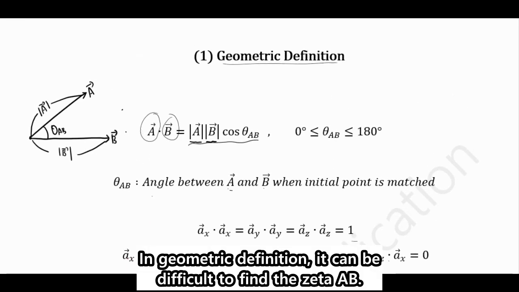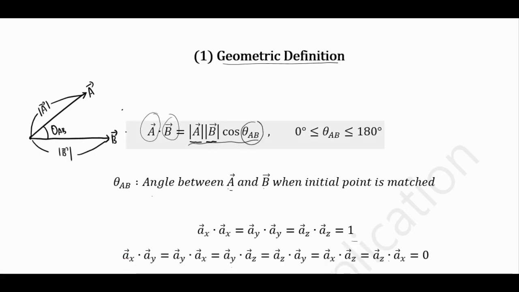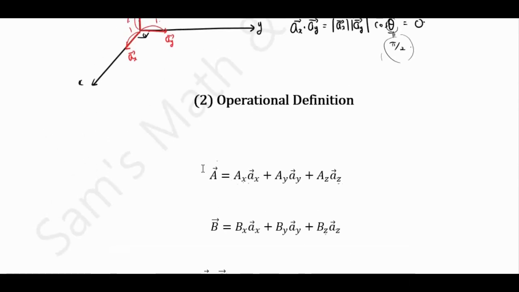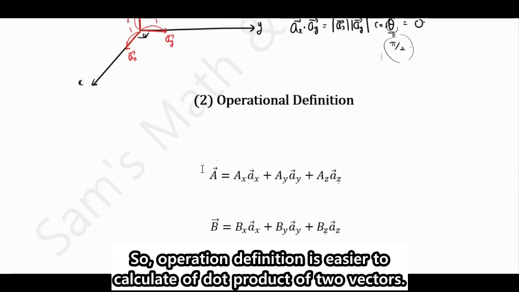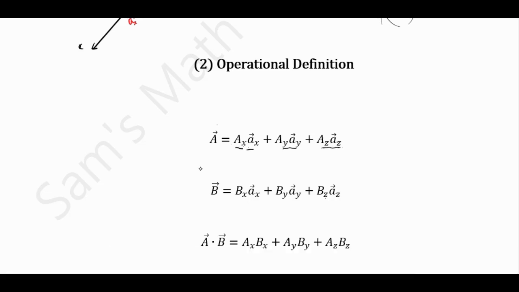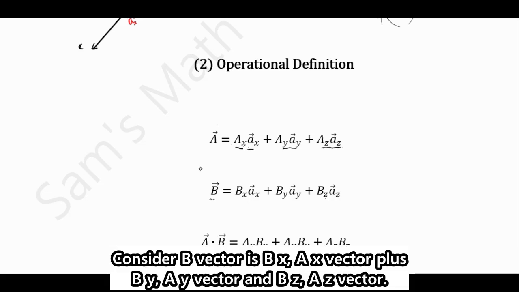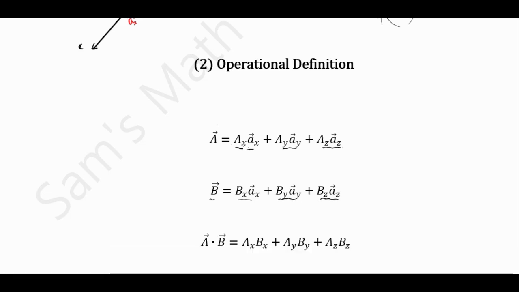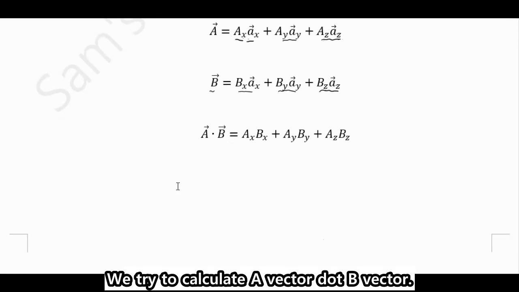The second method is using the operational definition. In the geometric definition, it can be difficult to find theta AB. So the operational definition is easier for calculating the dot product of two vectors. Consider A vector is AX vector plus AY vector plus AZ vector. Consider B vector is BX vector plus BY vector plus BZ vector. We try to calculate A vector dot B vector.